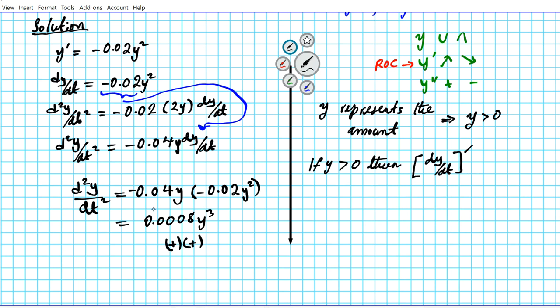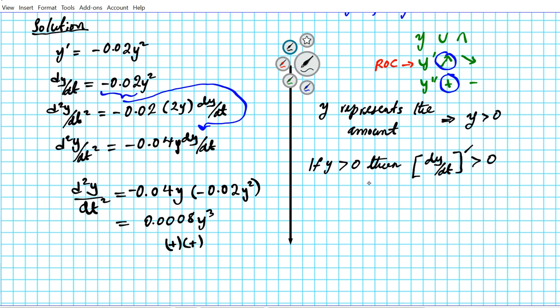So if y is positive, then the second derivative, or the derivative of the rate of change, is also greater than 0. If the sign of the derivative of the rate of change is positive, then that tells us that the rate of change is doing what? Let's look back at our chart. If the sign of the derivative of the rate of change, or y double prime, is positive, that means that the rate of change, dy dt, is increasing. So the amount of substance is changing at an increasing rate. That's the answer right there.